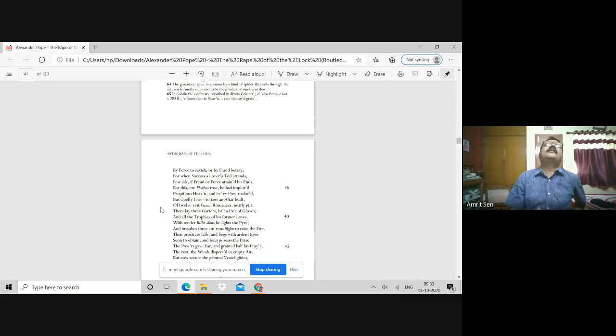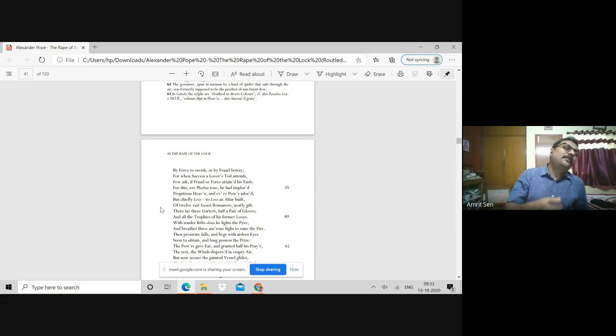There are what we will call double entendres, where words have double meanings. Pope is breathing them with dual meanings, as it were. And take a look at this line, for example, soon to obtain and long possess the prize.